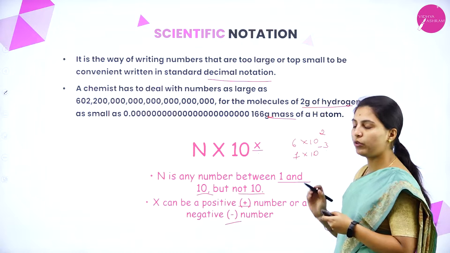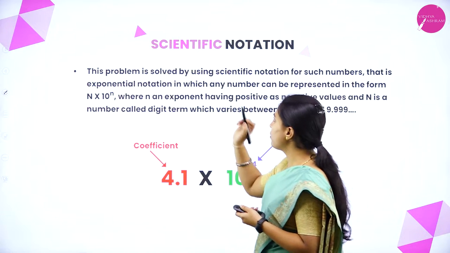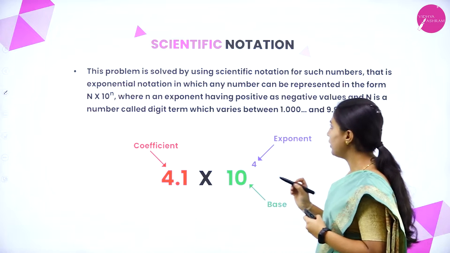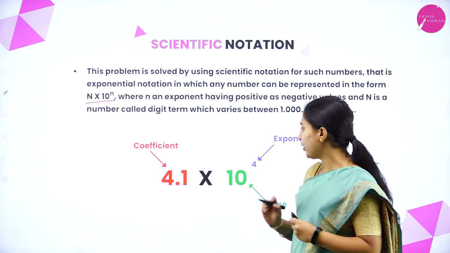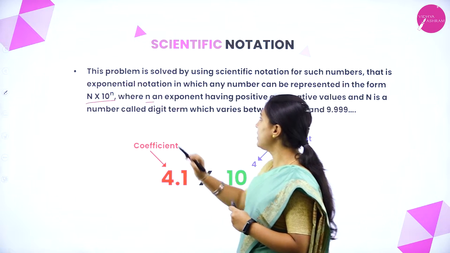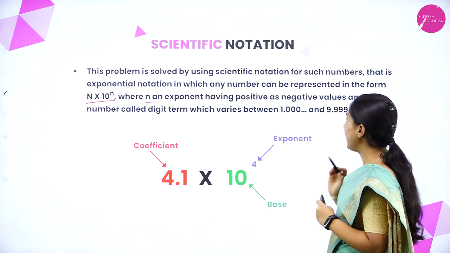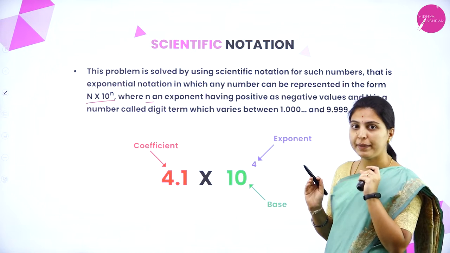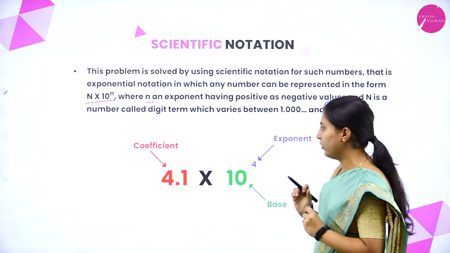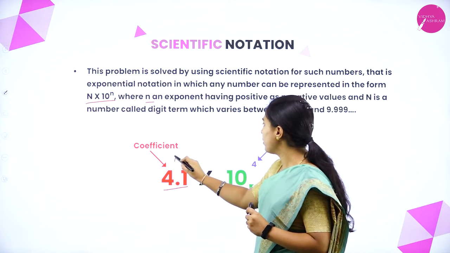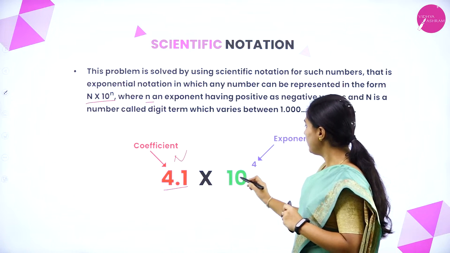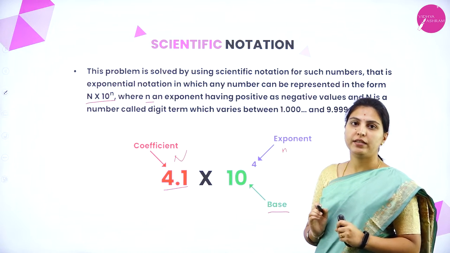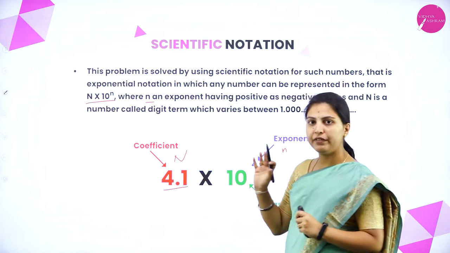Okay, this is about the scientific notation. This problem is solved by using scientific notation for such numbers, that is exponential notation, in which any number can be represented in the form of N into 10 to the power of n, where n is the exponent having positive or negative values, and big N is a number called the digit term, which varies between 1 to 9. It will not be completely 9, it will be in the range 1 to 9. See, this part, big N, will be called the coefficient. This is 10 only, so we'll call it the base. This n we will call the exponent. This is the example of the scientific notation.